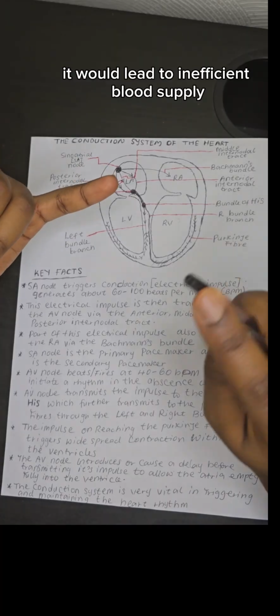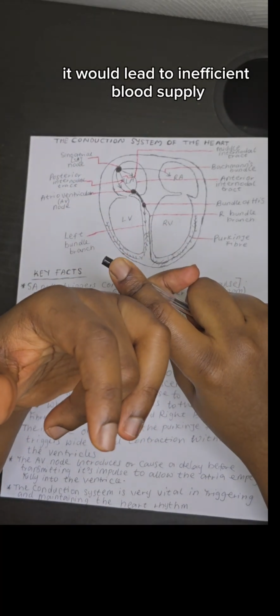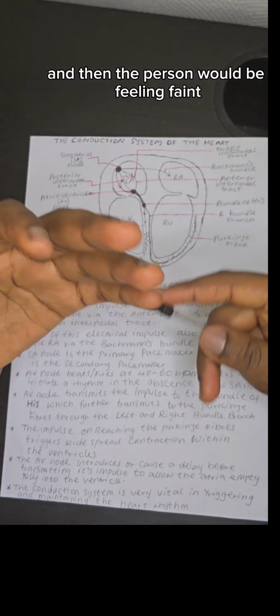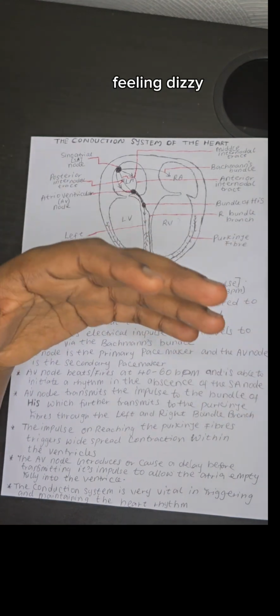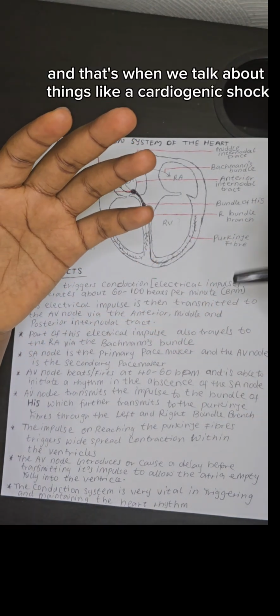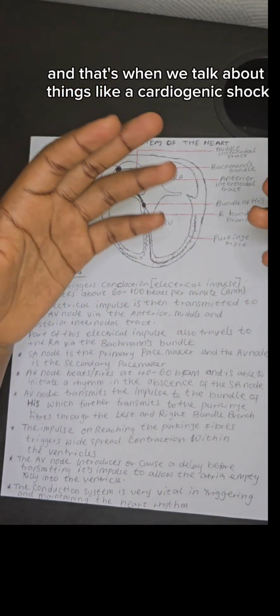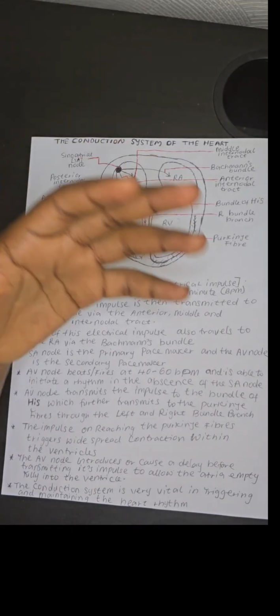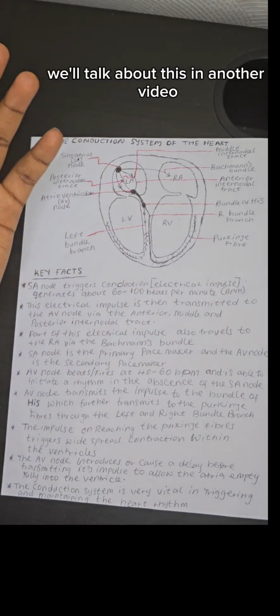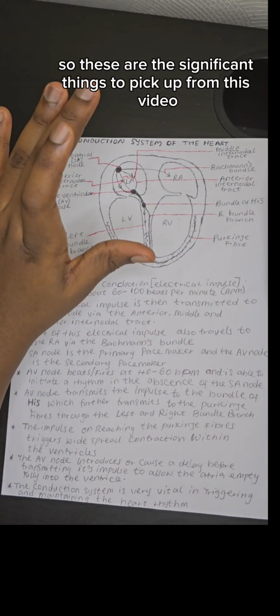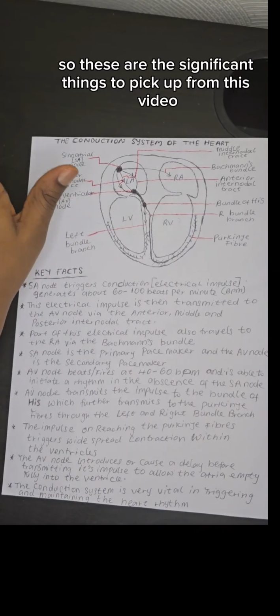It will lead to inefficient blood supply. And then the person will be feeling faint, feeling dizzy. And that's when we talk about things like a cardiogenic shock. We'll talk about this in another video. So these are the significant things to pick up from this video.